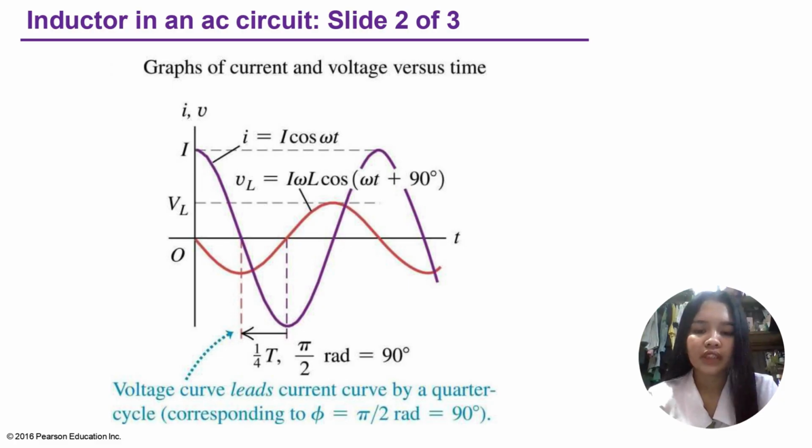Mathematically, if we represent the current as I equals I sub L cos omega t, then the voltage across the inductor can be expressed as V sub L equals I sub L times omega L cos of omega t plus 90 degrees. This phase difference is a fundamental characteristic of inductors in AC circuits, and it is a consequence of the inductor's opposition to changes in current.